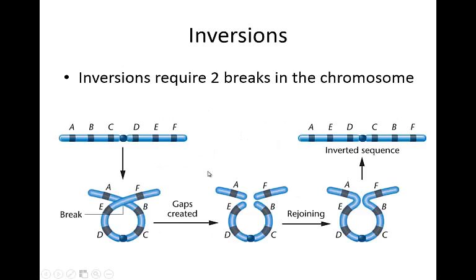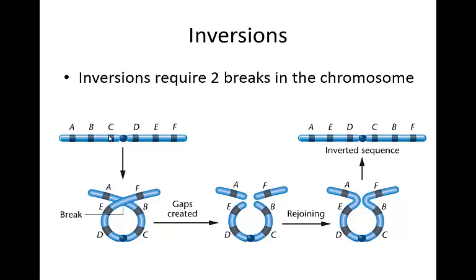Okay, so inversions are going to require 2 breaks in the chromosome. So what happens here is you're going to have maybe part of a chromosome twisting up like this. You're going to have a break, some gaps created, and it's going to reseal, but instead of resealing back to where it should be, A to B and E to F, A and E are going to combine, and the F and B are going to rejoin instead. And so the end result of this is going to be an inverted sequence.